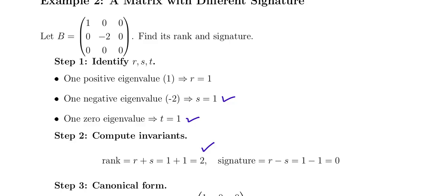Signature means the number of positive eigenvalues minus the number of negative eigenvalues. That is called the signature, and it is equal to 0 here.